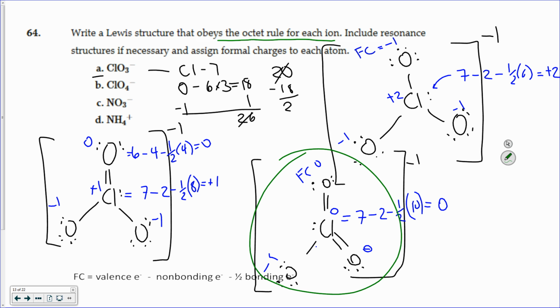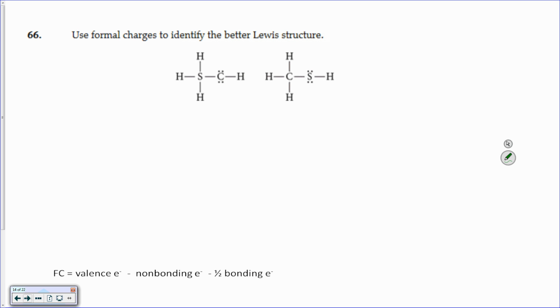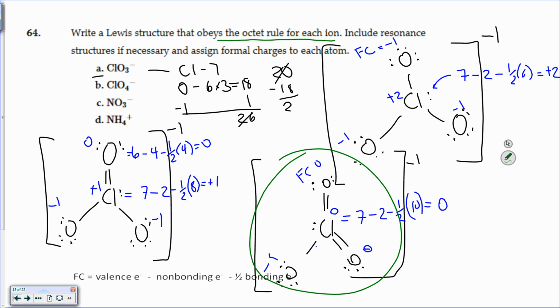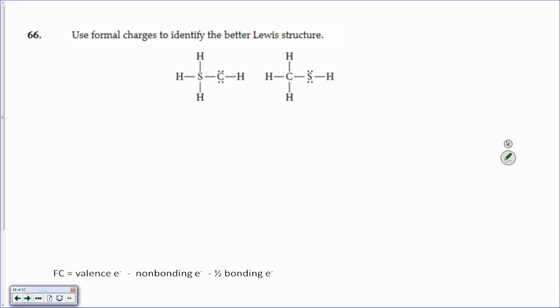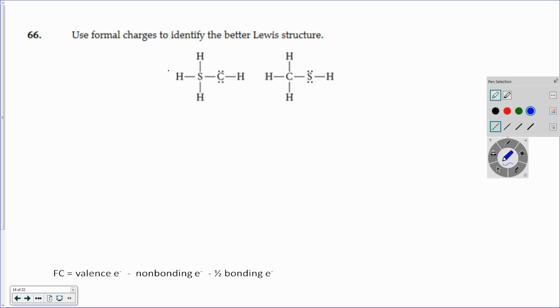Okay? All right. That was one problem. All the other ones work similarly. Let's finish up on this guy. So use the formal charge to identify the best Lewis structure. Again, we want a Lewis structure that's got zeros. So that's preferred. So let's figure out formal charges. Hydrogen terminal is always 0.